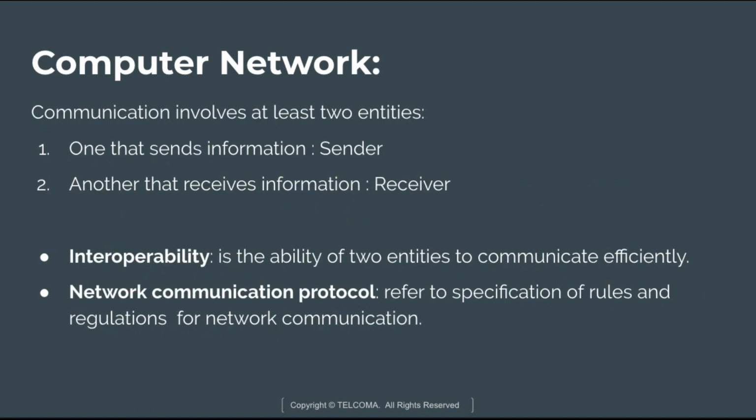Next we will discuss the communication entities. So we require 2 communication entities, that is sender and receiver. The sender is the system that sends information and the receiver is the system that receives the information. But they must have 2 features, that is interoperability and the network communication protocol. Interoperability is the ability of 2 entities to communicate efficiently, and network communication protocols refer to the specification of rules and regulations for the network communication. So these are the requirements for the sender and receiver to communicate with each other.